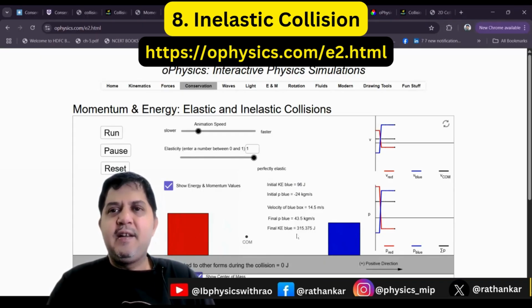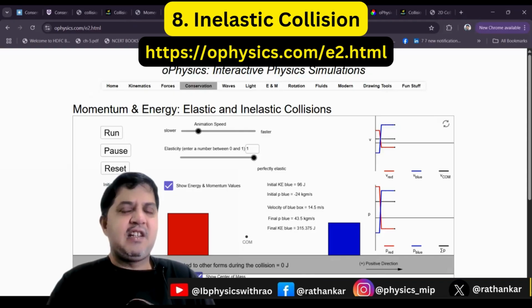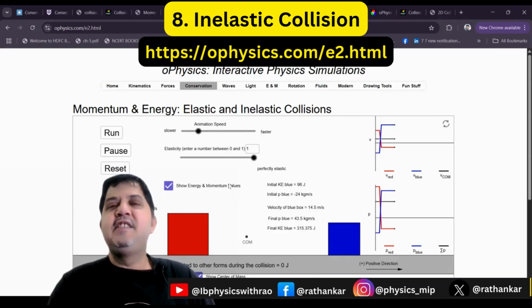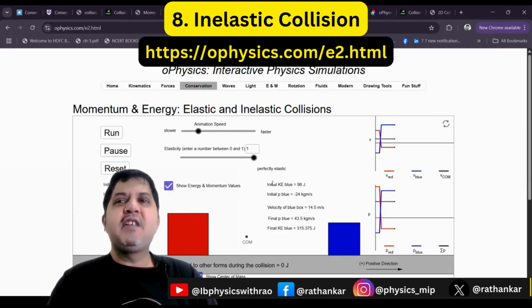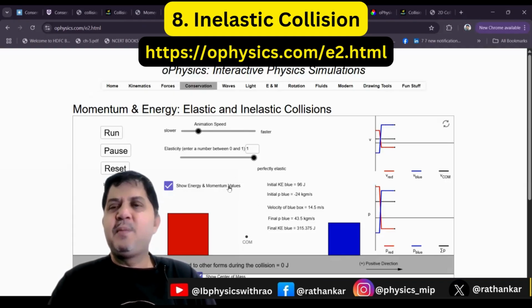So what's happening over here? When I add these two, 315.375 plus 30.625 would be 346 once again. Here also it was 346, right? Therefore the energy is conserved. So this is a perfectly elastic collision. Now, as you know, momentum is conserved and energy is conserved. That's what we can show.